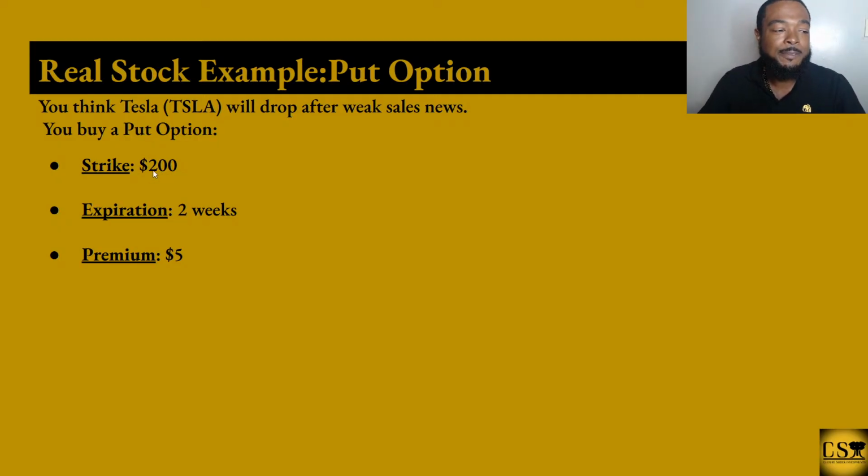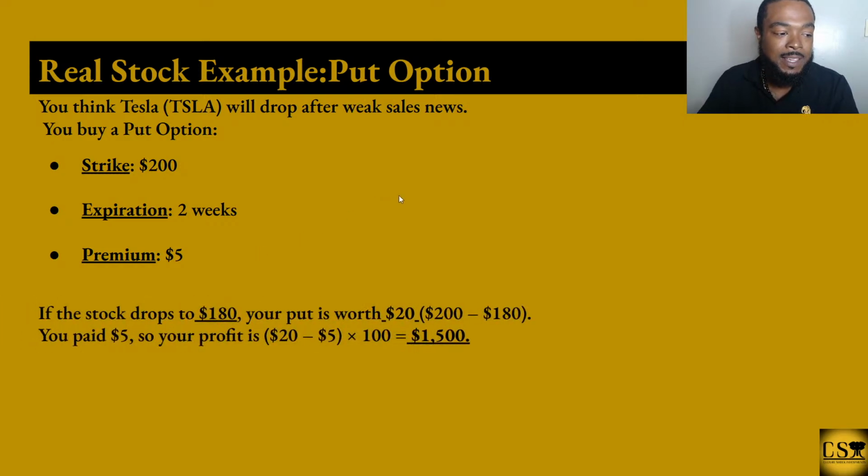So you're going to keep the right to sell Tesla at $200 for the next 2 weeks, and it costs you $5 or $500 to do that, okay? So Tesla goes from $200 down to $180. Guess what? You paid $5, so your profit is $20 minus the $5, times 100. So the $20 minus $5 is going to be $15, and that $15 times 100 is $1,500.